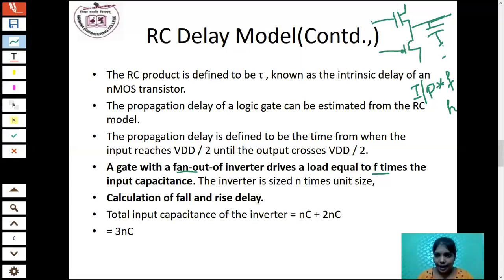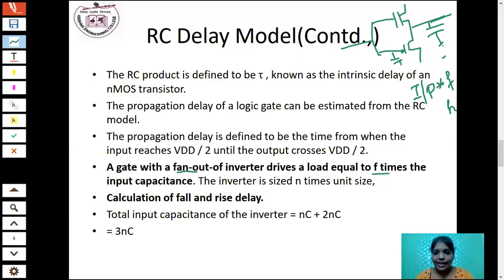For example, here I am considering a single CMOS inverter. In this inverter, I am going to apply some input over here. So you have to calculate the input capacitance value. I already told you we are going to consider the three capacitance values: the capacitance at the gate terminal, and the capacitance at the drain as well as the source terminal.